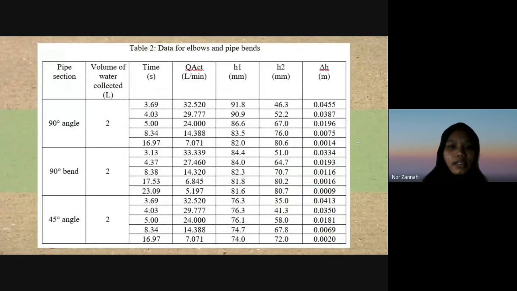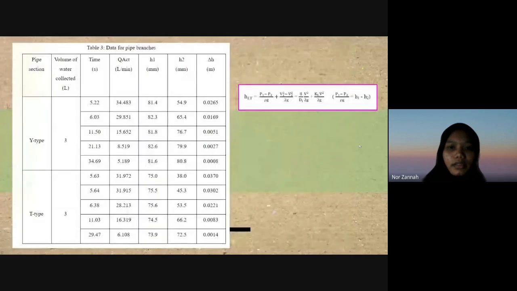Next is table 2, showing the data for elbows and pipe bends, which are 90-degree bend and 45-degree angle. The volume of water collected for this data is 2 liters. Next is table 3, which is data for pipe branches, Y type and also T type. The volume of water collected is 3 liters.